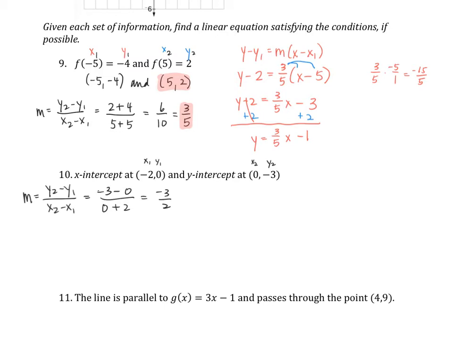So now we have the slope, and we are given the y-intercept. Remember that b is the y value of the y-intercept. So since you're given the y-intercept, you can simply jump right to the slope-intercept form of the equation and plug in the m and the b. So y equals, m is negative 3/2, b is negative 3, and so there's your equation. So it's much faster and easier if they give you the y-intercept.